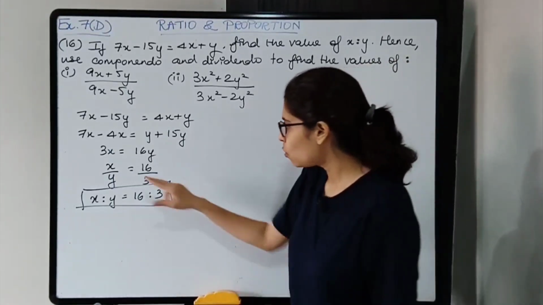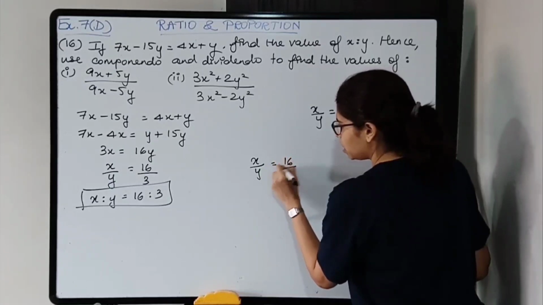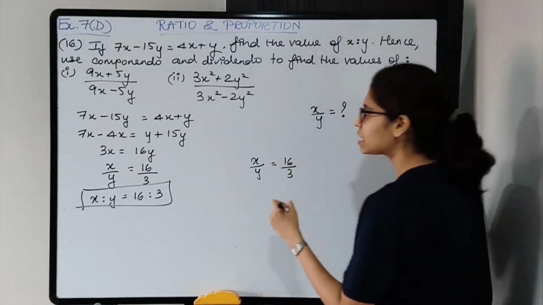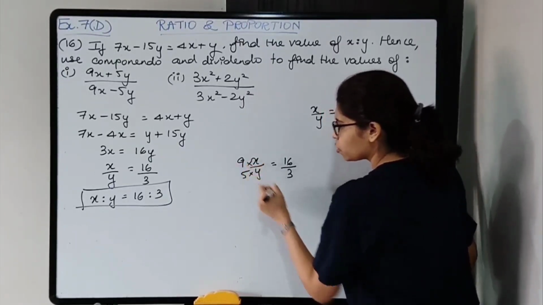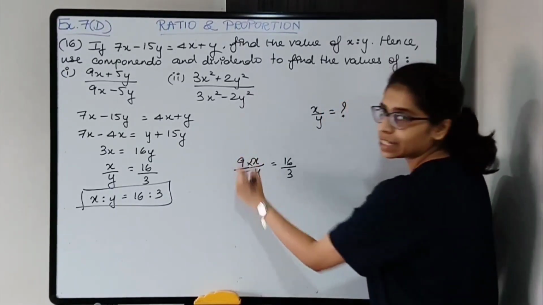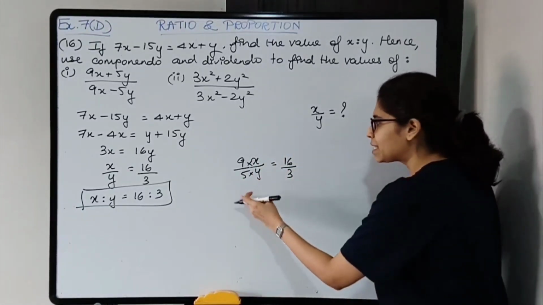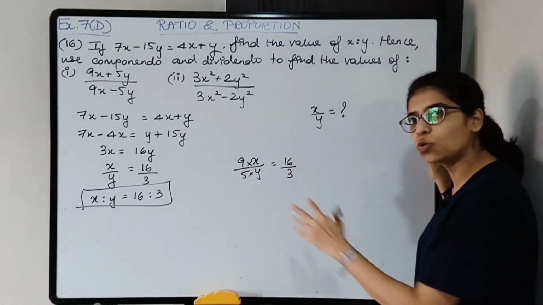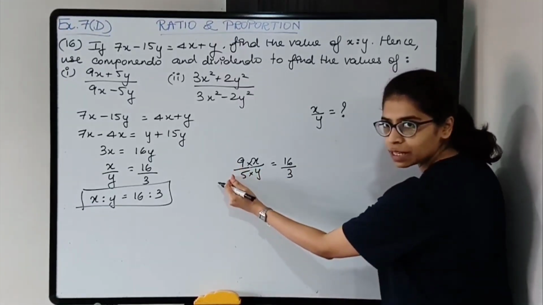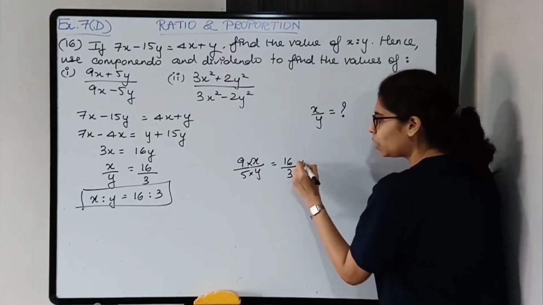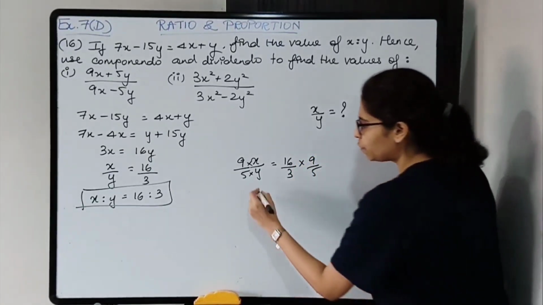So I have this, x upon y equal to 16 upon 3. With x I need 9 and with y I need 5. So I need to multiply by 9 upon 5. I cannot just multiply in the LHS. I need to multiply simultaneously in the RHS also. Same operation on both sides. So if you are multiplying by 9 upon 5 here, here also you need to multiply by 9 upon 5.